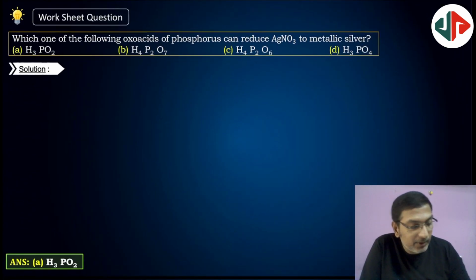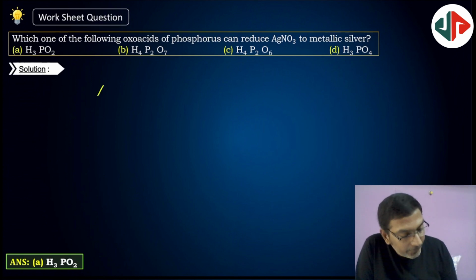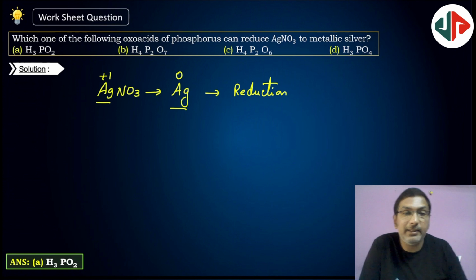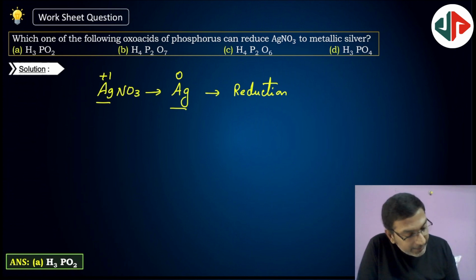Which one of the following oxoacids of phosphorus can reduce AgNO3 to metallic silver? Here AgNO3 to metallic silver means Ag. Here Ag will be in +1 state, here Ag 0. So this process is reduction, and for this process a reducing agent is required. Here H3PO2, take H3PO2, that acts as a reducing agent. Very, very important.